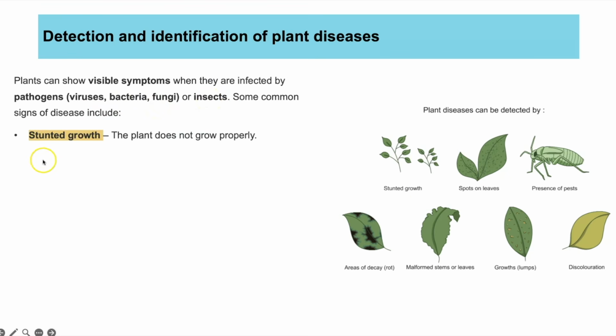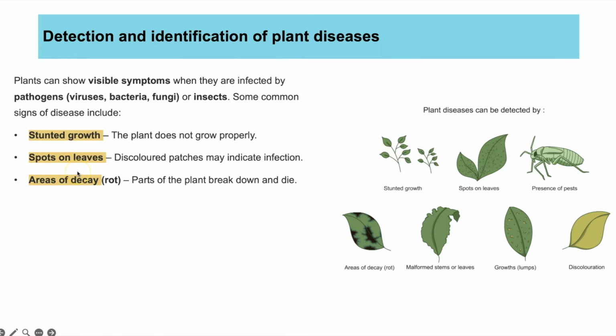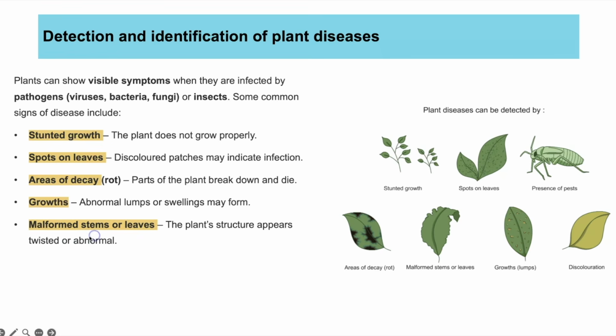So here are your common side effects or symptoms. You've got the visual here and then also the list. So stunted growth just means it's not growing properly. Sometimes you see spots on the leaves, so discoloration and in patches. You might have areas of decay where parts of the leaf or the plant are starting to die and break down. You might have growths, which mean these abnormal lumps, which could be on the leaves or it could be on the actual stems as well.